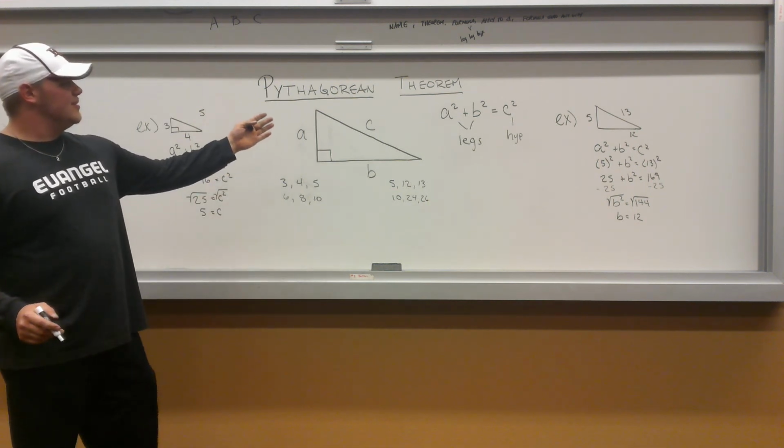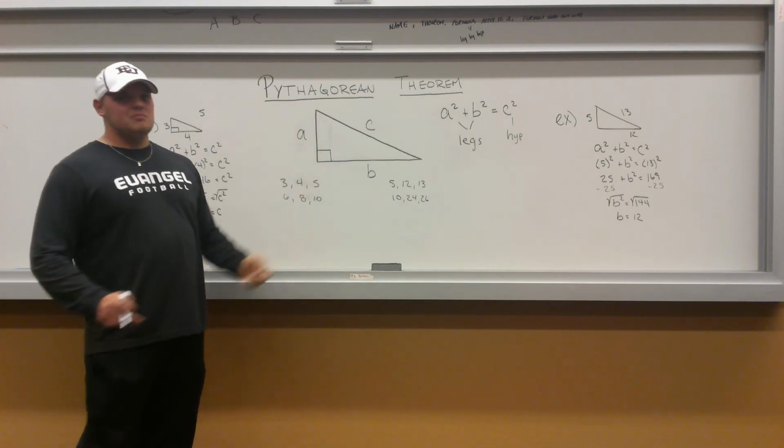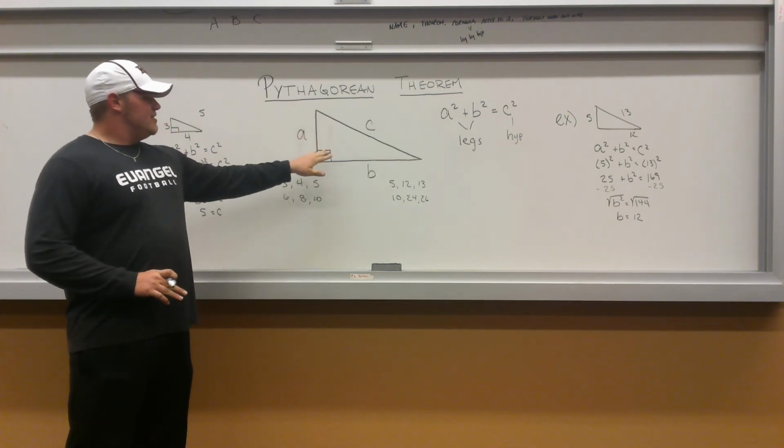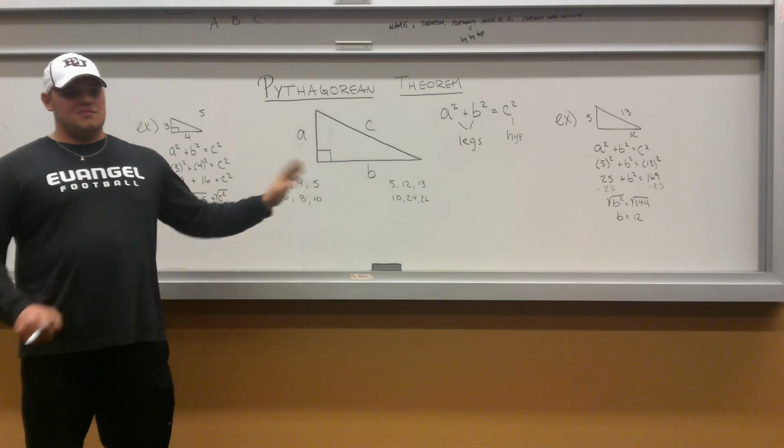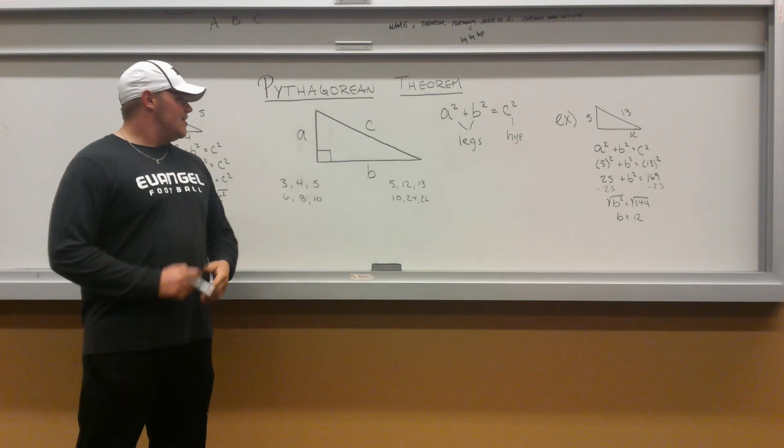So this is the Pythagorean Theorem. Simple formula of a squared plus b squared equals c squared. Apply it to your triangle, you have to know the two sides and it has to be a right triangle. And that's about it.